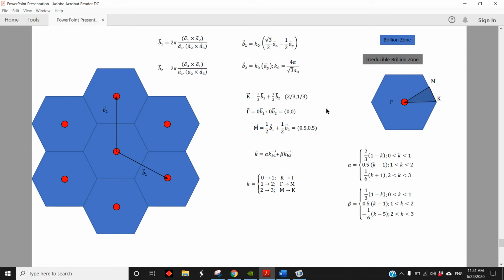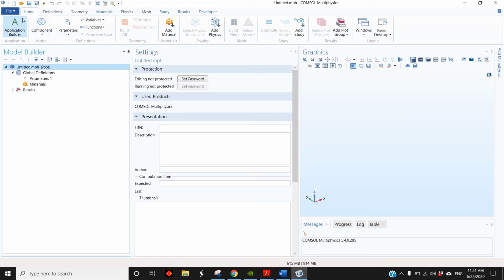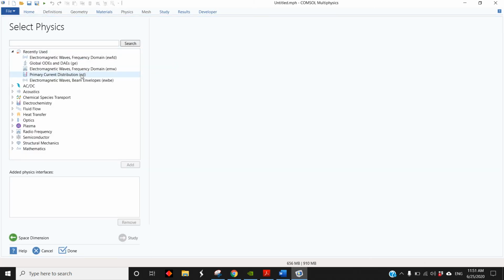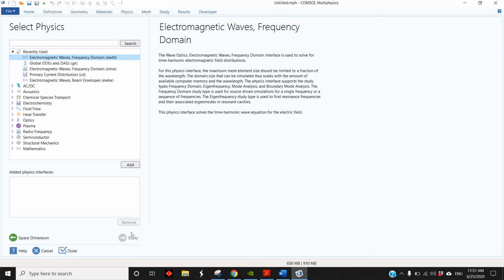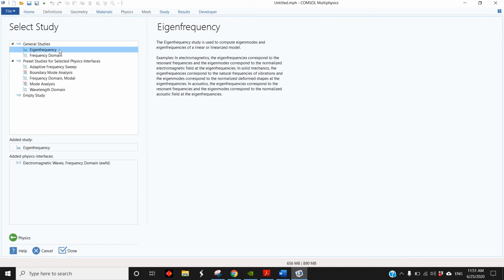Now we have the dimensions and reciprocal lattice. Let's start COMSOL. So file, new, then 2D, wave domain. And for the general studies, I choose eigenfrequency.